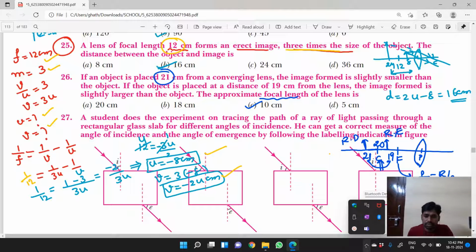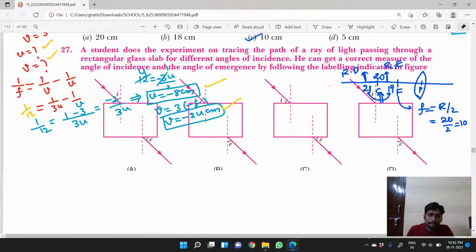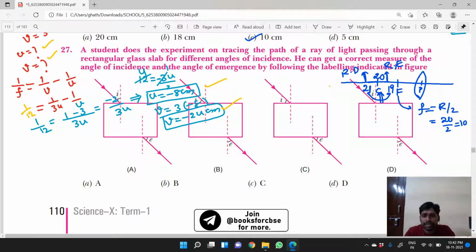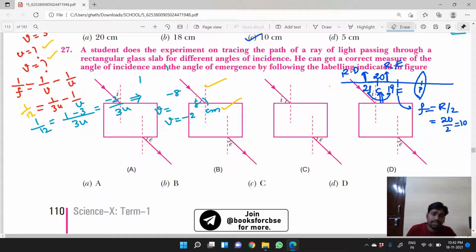Okay. See, my dear students, a student does an experiment by tracing the path of a ray of light passing through a rectangular glass slab for different angles of incidence. Which figure has the correct labelling of the angle of incidence and angle of emergence? He is asking about the labeling. The angle of incidence as well as the angle of emergence is always measured with respect to the normal, but not with the surface. That point you have to remember before answering this question.